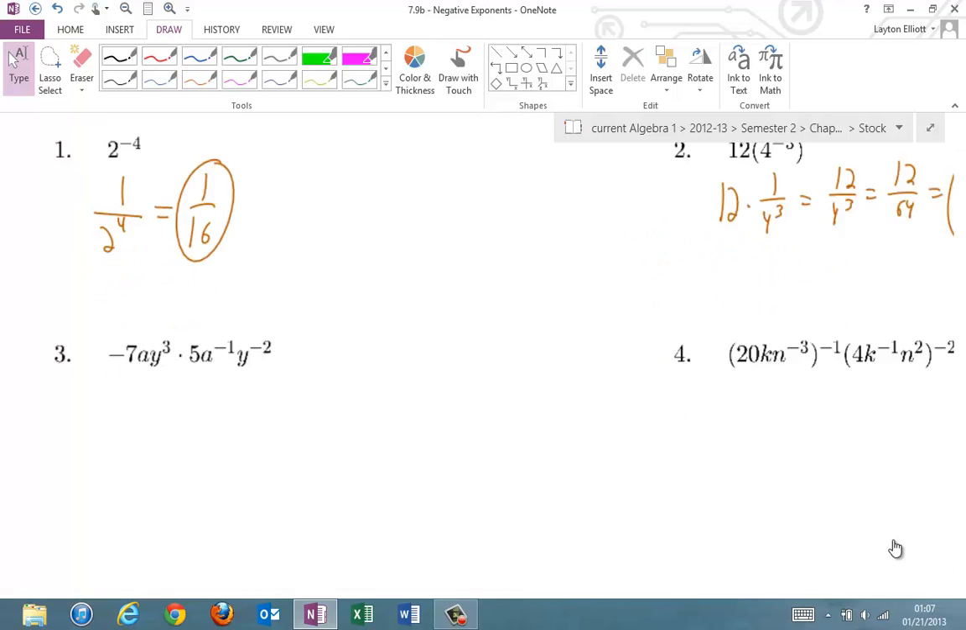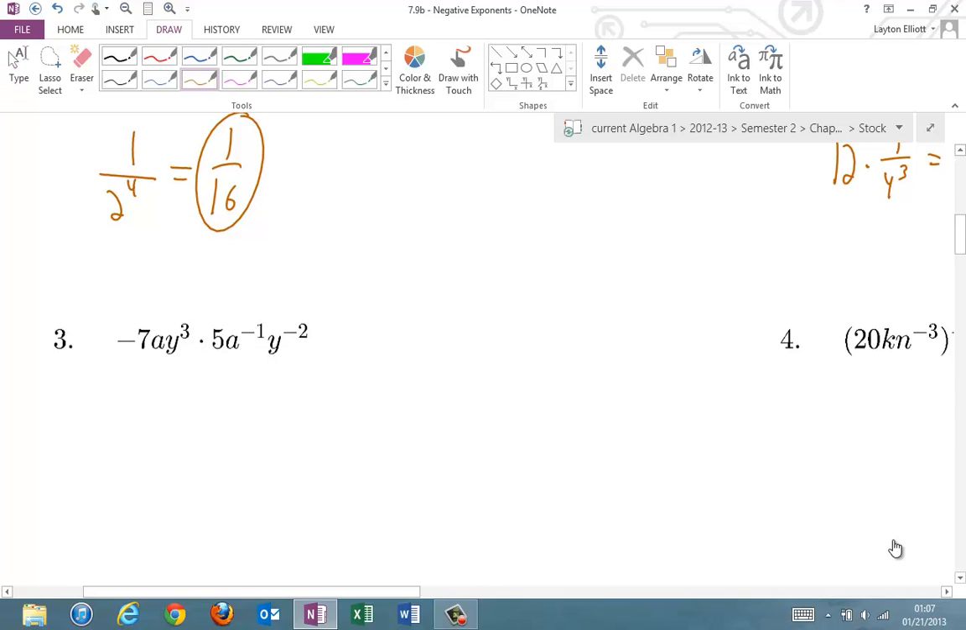Number 3, we got to be a little careful. Remember that this is really negative 7 times a times y cubed times 5 times a to the negative 1 times y to the negative 2. So we're going to start with the negative 7 times 5, which is negative 35, and then group up the variables: a, y cubed, over, then we have a to the negative 1 becomes a in the denominator, and y to the negative 2 becomes y squared. Now the a's cancel. Y cubed over y squared becomes y, so you have negative 35y.